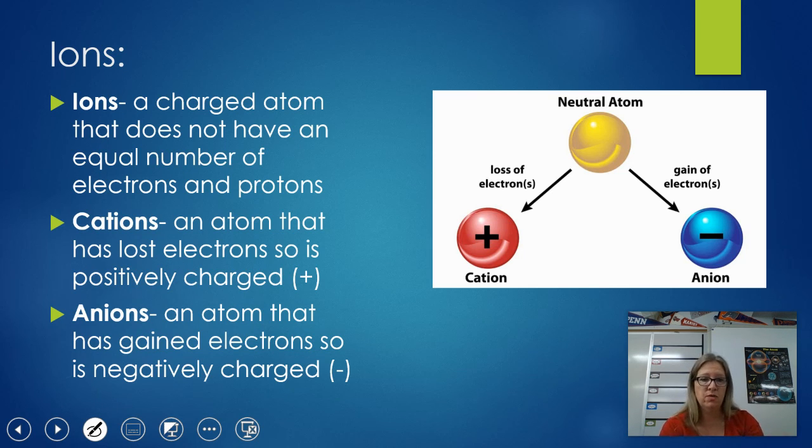The reverse can also happen. An atom can actually gain electrons from something else. It's still the same atom. It gains some of those negative electrons, giving it a negative charge, and that's called an anion. Okay, so make sure you get that vocab down.